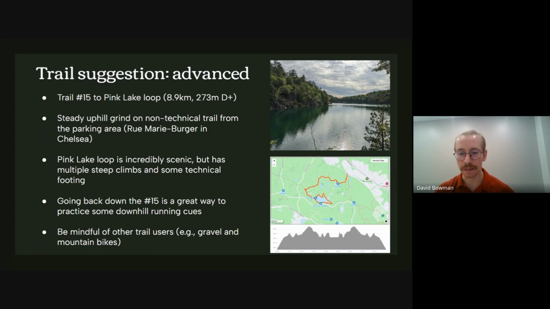And then once you're done that, you do a lollipop format. So you go out on the trail and then you run the Pink Lake Loop and you go back down when you're done. The Pink Lake Loop is incredibly scenic. It's one of my favorite trails in Gatineau Park, but it has a lot of steep climbs and stairs and some fairly technical footing in the sections along the lakeside. So when you're done with that, going back down the number 15 is another great way to practice some of our downhill running cues.